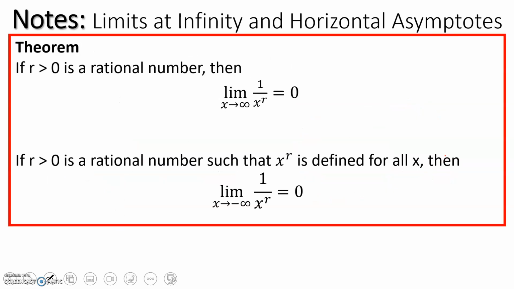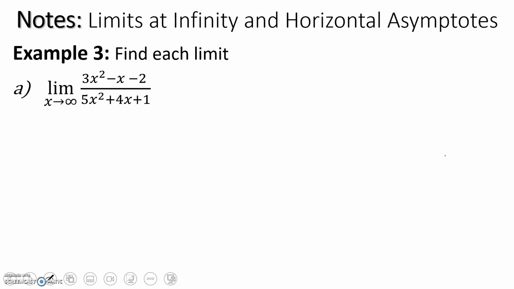All right, so we have this theorem based off of that idea. If r is positive and is a rational number, then the limit of 1 over x to the r as x approaches infinity will always be 0. Okay? Same thing in the other direction. Now this is important because we can use this idea to tackle some more problems. So we'd like to find each limit. Let's start with this one here.